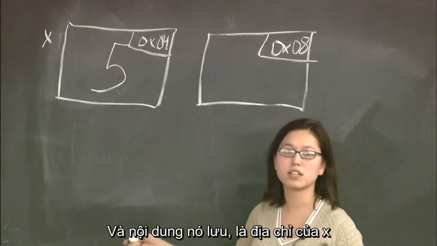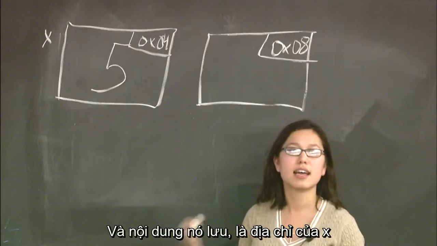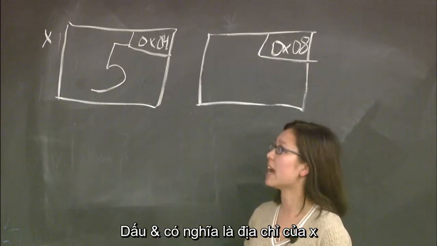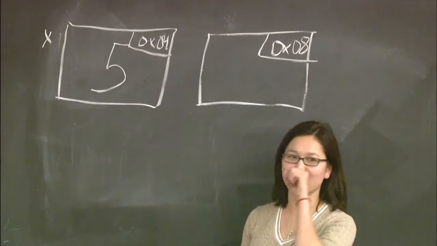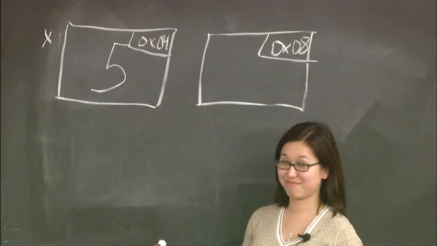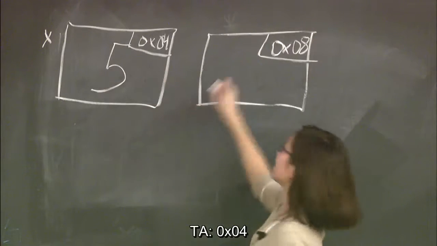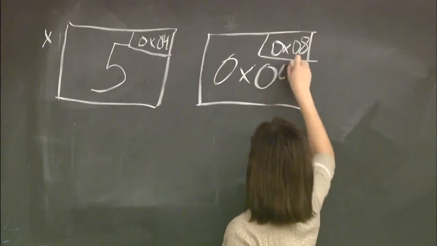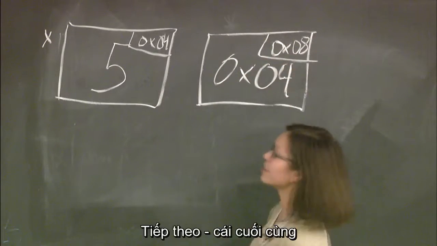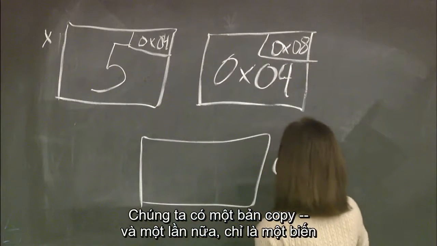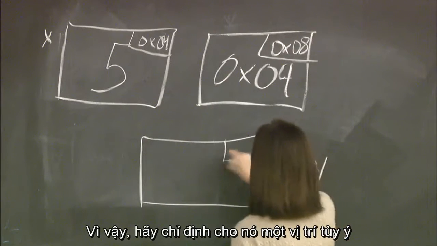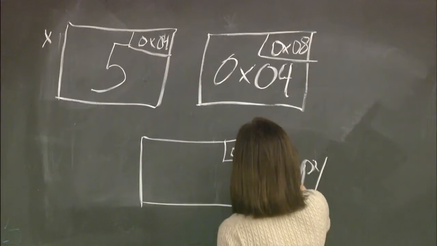And what it stores is the address of x. Ampersand means address of x. So what is the address of x? It's 0x04. Okay? So then, last one. We have some copy. Again, just another variable. So it's assigned some arbitrary place.